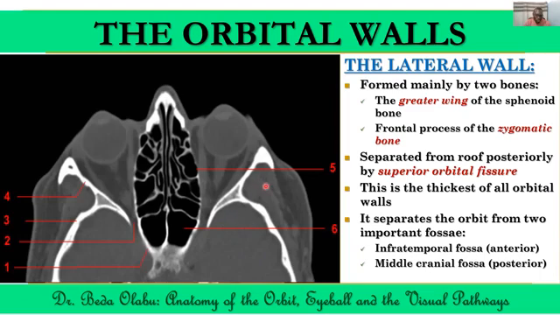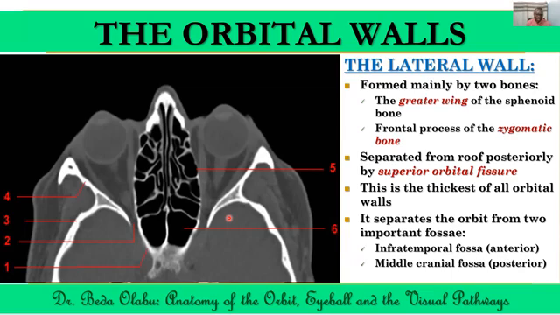So infratemporal fossa is lateral and on the anterior aspect. The middle cranial fossa is lateral, but on the posterior aspect of the orbit. These are the lateral important relations of the orbit.